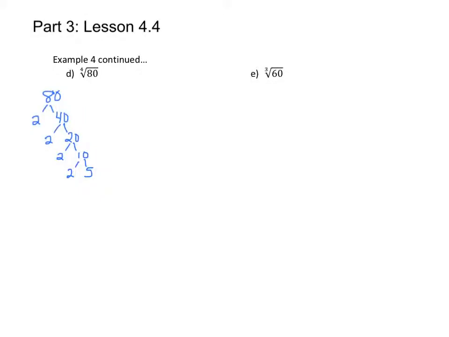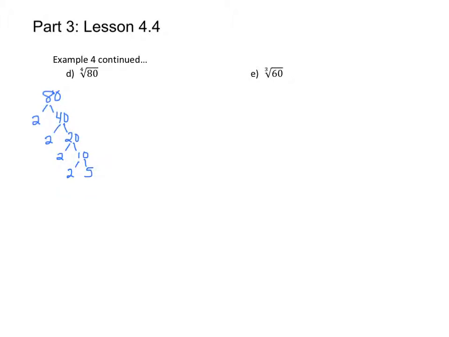Welcome to the third part of the lesson 4.4 tutorial, where we are just going to finish up example 4 and then do how to put radicals in order from smallest to biggest, and then look at a word problem. So in example 4D, we have the fourth root of 80, and we want to write this in a simpler form, which will be its mixed radical form.